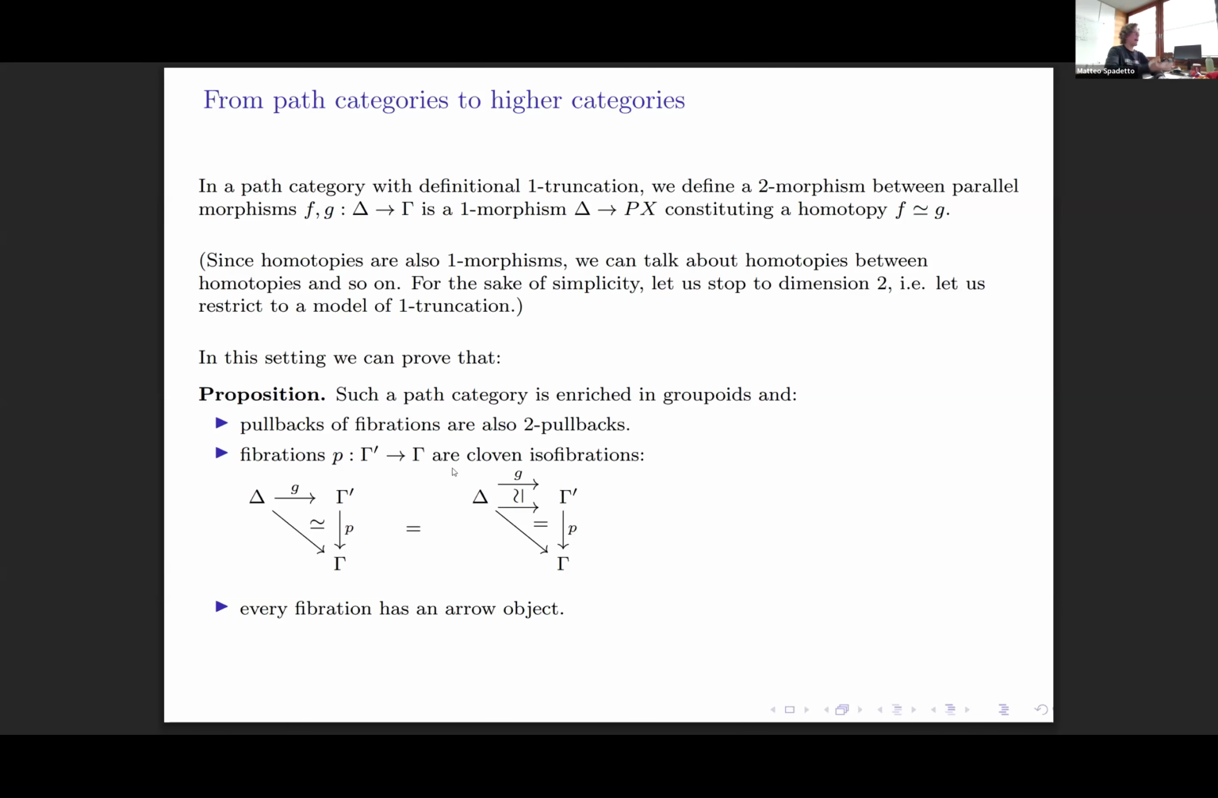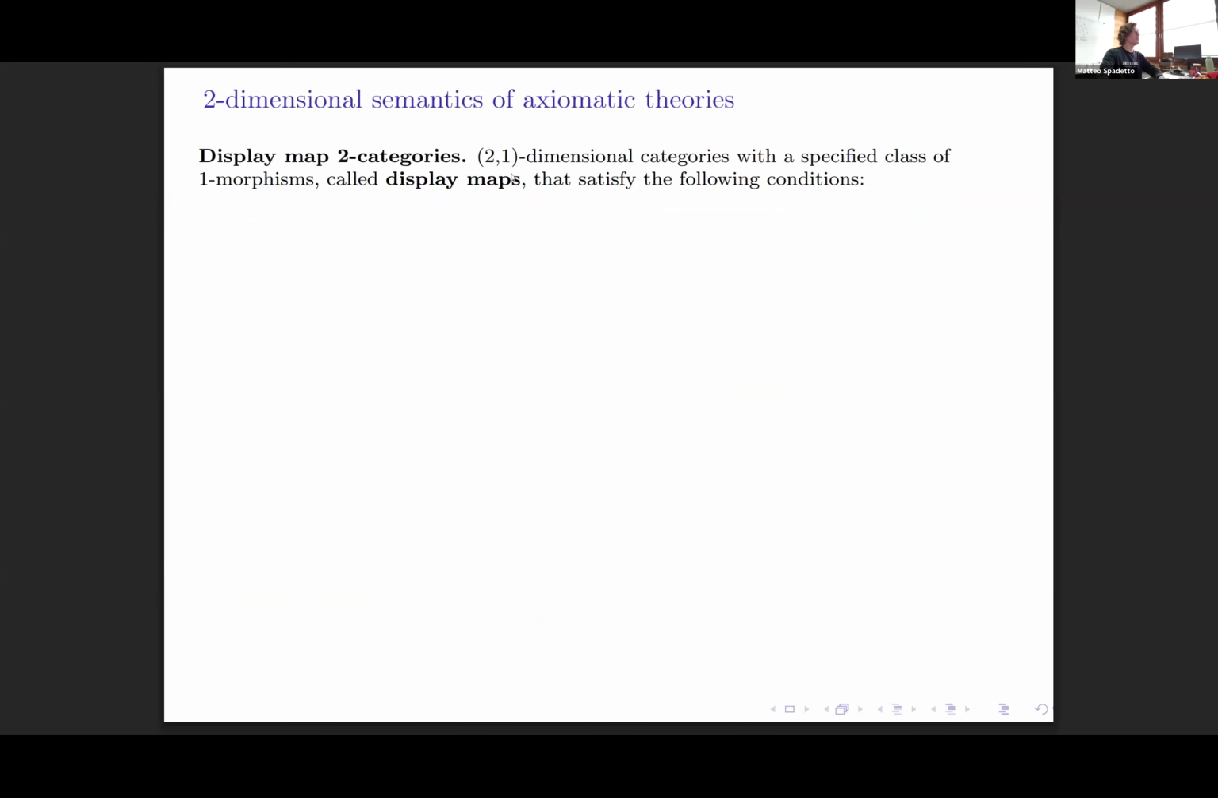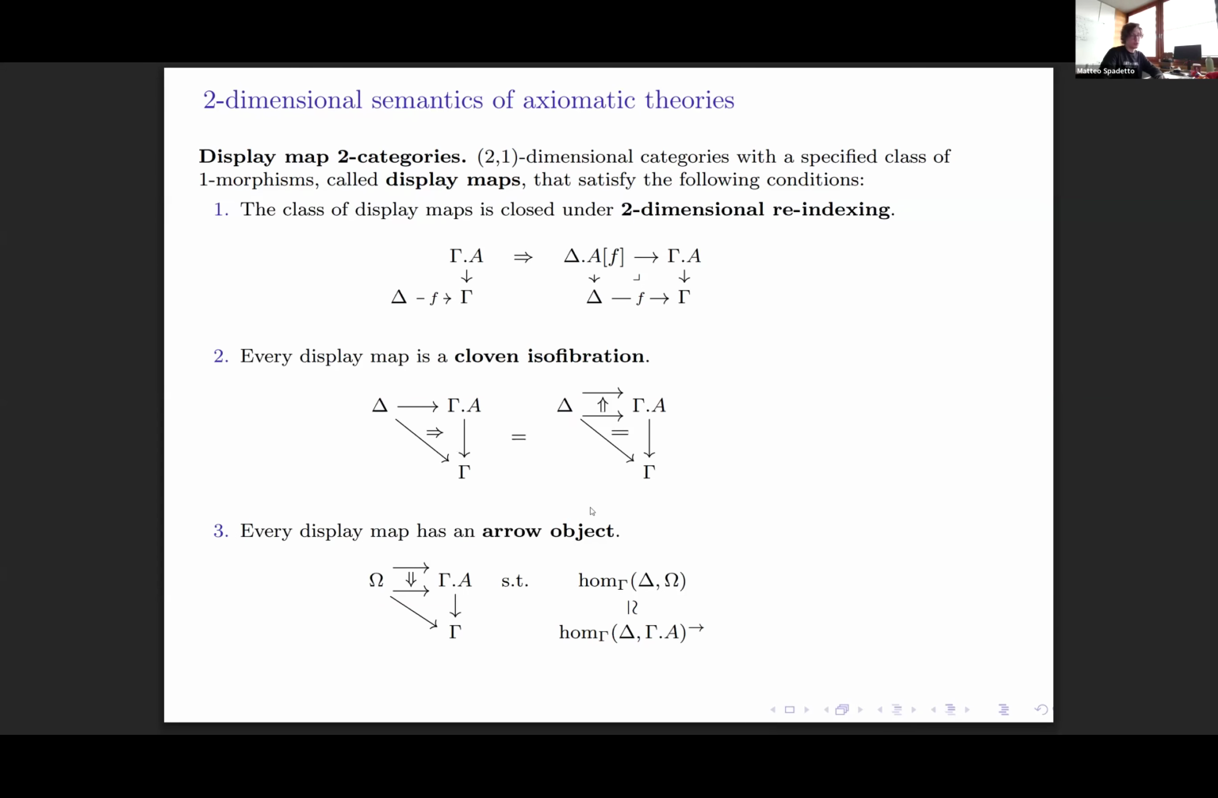So what's the idea? The idea is that now we abstract out. We only consider a two-dimensional display map category, so a display map category with two-dimensional cells between the morphisms, okay? And we require these three conditions that we have just extracted from the notion of a path category, okay? And the point is that now these two-dimensional conditions are enough to rebuild, to recharacterize the semantics of axiomatic identity types. And I will briefly sketch how to do it.